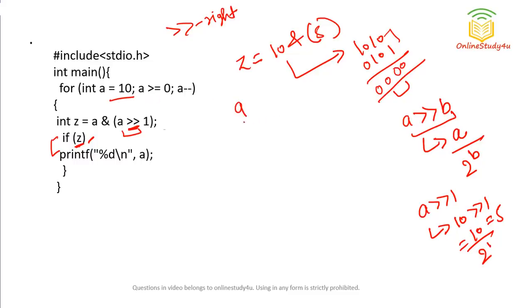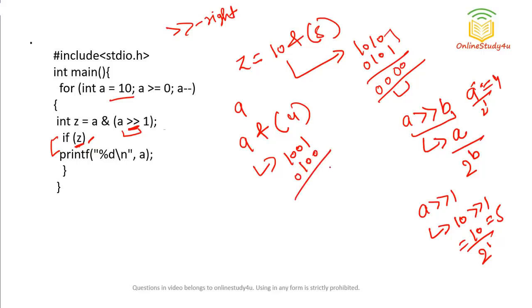So now we have 9 bitwise AND 9 divided by 2 raised to 1, that will give you 4. So 9 bitwise AND 4. The binary value for 9 is 1001, and the binary value for 4 is 0100. So we get 0000. Even now z is 0, so that statement won't be printed. Now again we will reduce the value, so a is going to be 8 now.